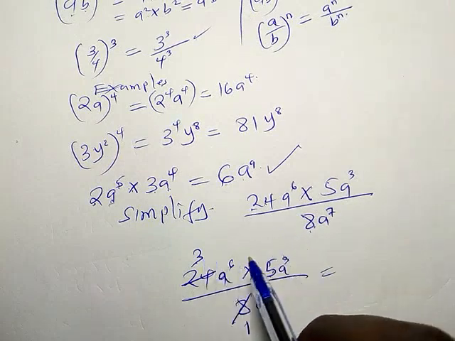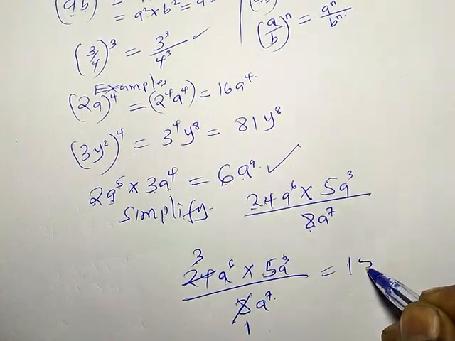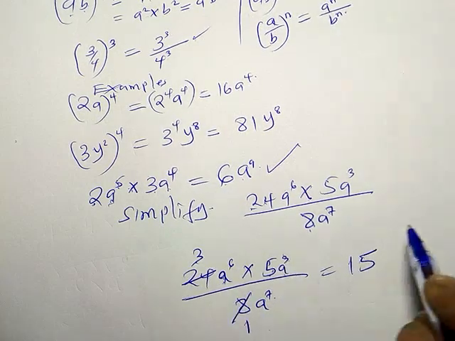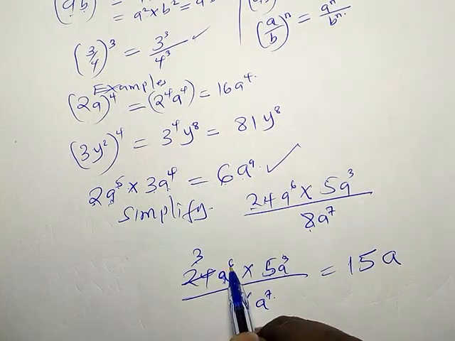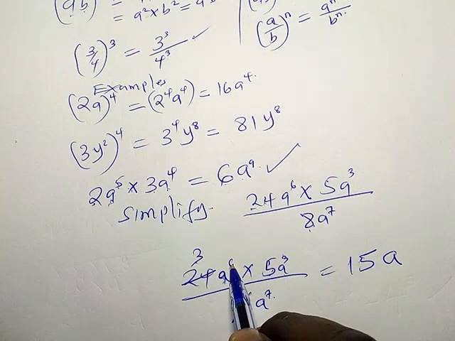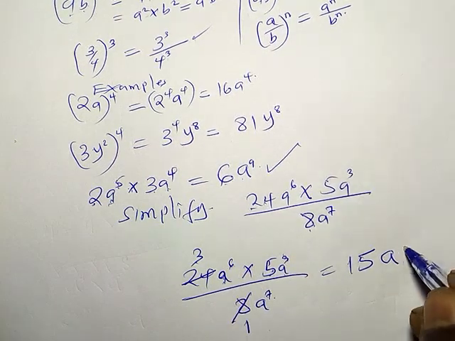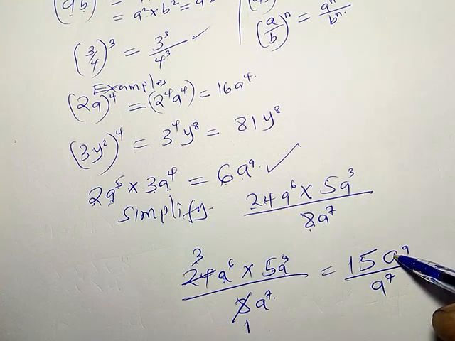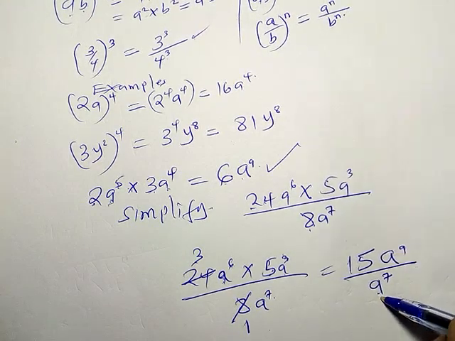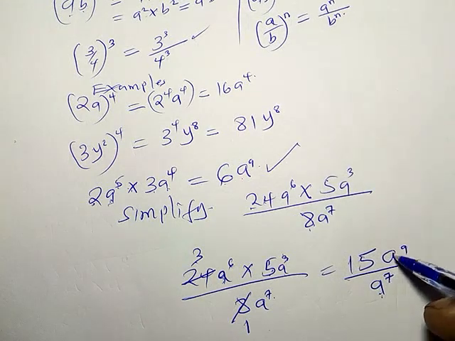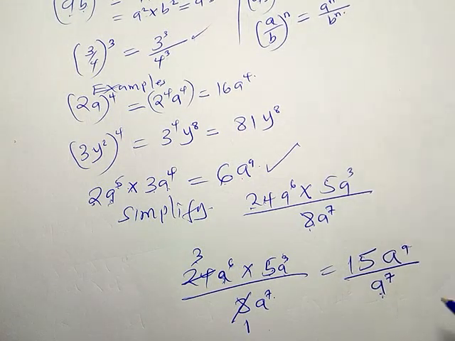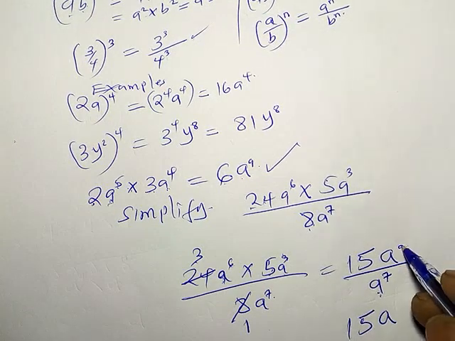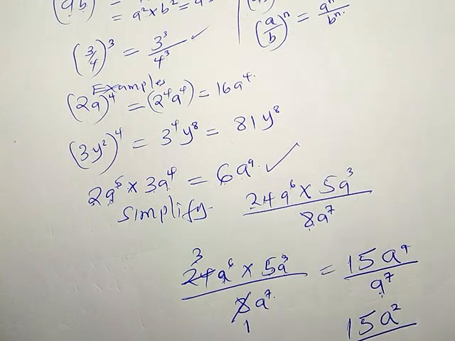Even if we go direct, 5 times 3 is 15. This is a^6, so the bases are the same, and in multiplication we add the powers. 6 plus 3, 9, divided by a raised to power 7. Now we are dividing. When we divide and the bases are the same, what do we do? We subtract the powers. So the answer is 15a, 9 minus 7 is 2, 15a^2.